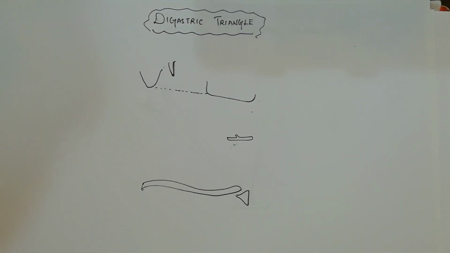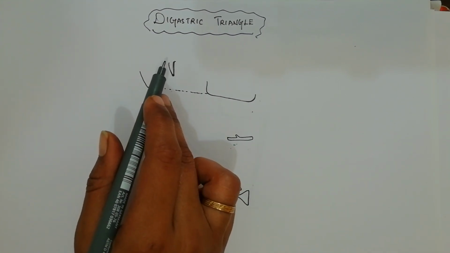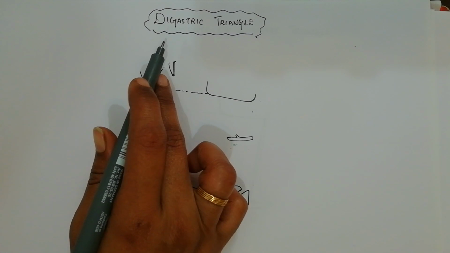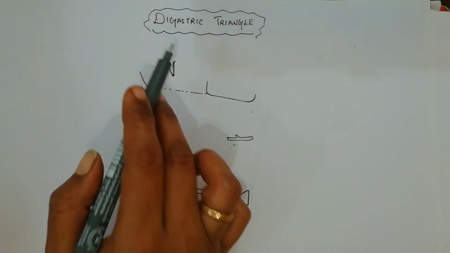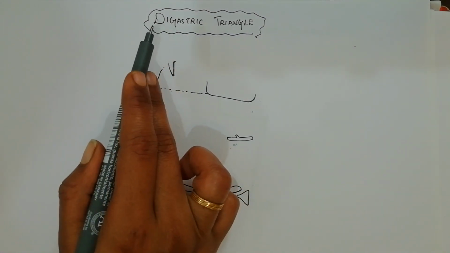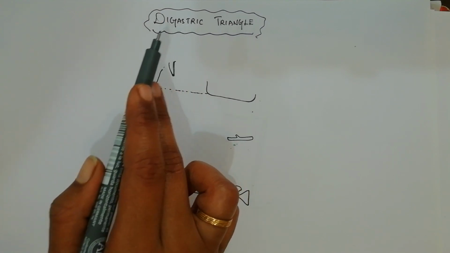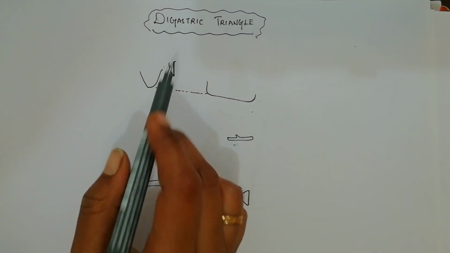So now we are going to discuss in detail about the digastric triangle. We have got the anterior triangle, totally 3.5 triangles. In that the complete triangle is the digastric triangle, one among the three triangles. As the name itself indicates, this digastric triangle is seen between the two bellies of the digastric muscle.